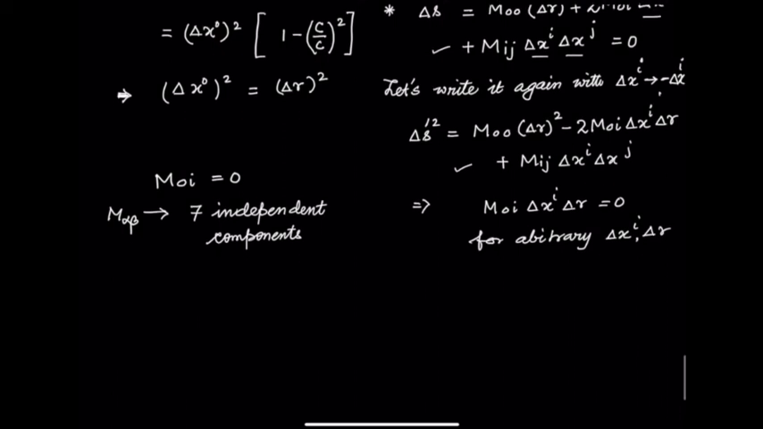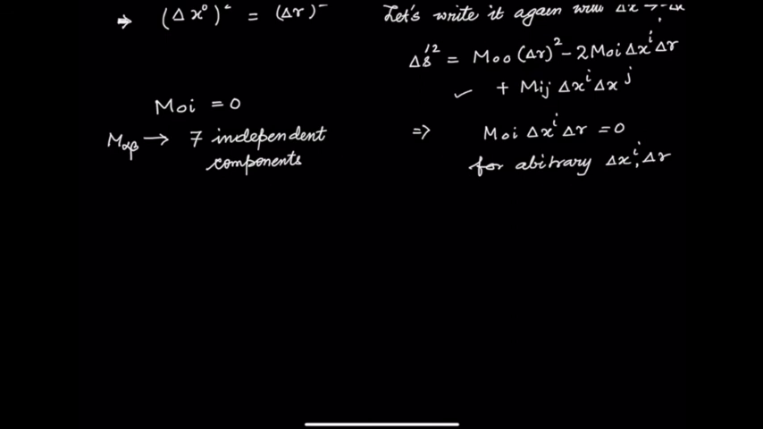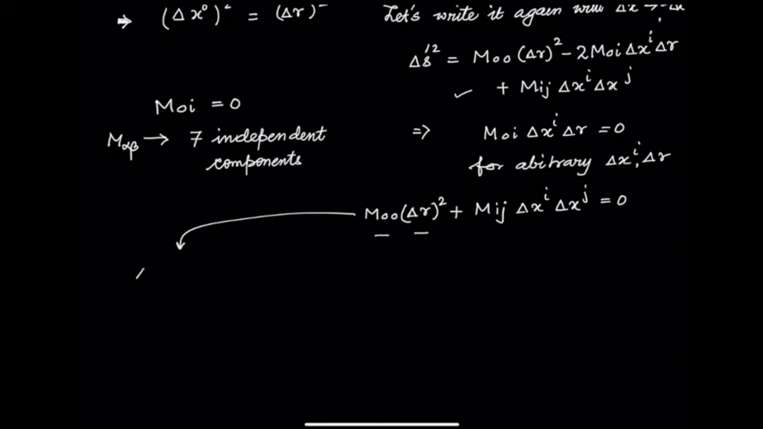Okay, so if this is 0, then if I look at this expression again, that term disappears. So what I am left with is m00 delta r square plus mij delta xi delta xj equals 0. Now let's open it and write it up. This thing I am writing in longhand. First of all, delta r square means delta x1 square, which is multiplied by m00 here. So I have delta x1 square multiplied by m00.